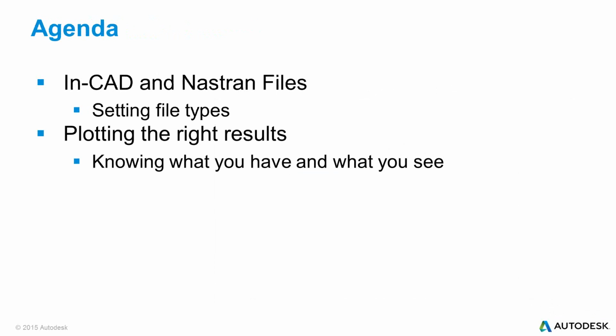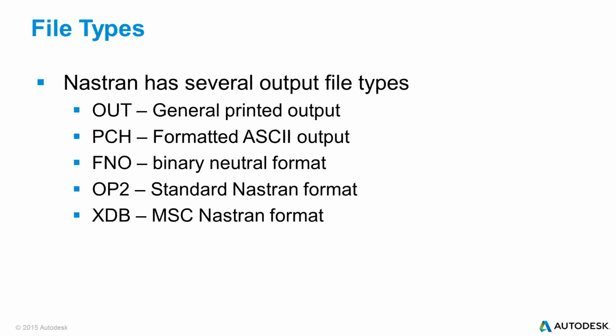A quick agenda. I basically have two topics I'm going to talk about. The files and the file types you can get out of NashTran, and then looking at the results and some of the options that you have to make sure that you're actually plotting what you think you are, and you're plotting what you've calculated, and you have a good idea of what you got. So I'll get started right here.